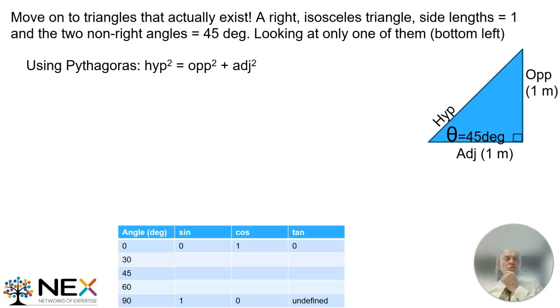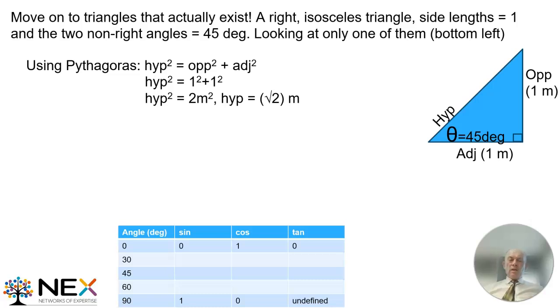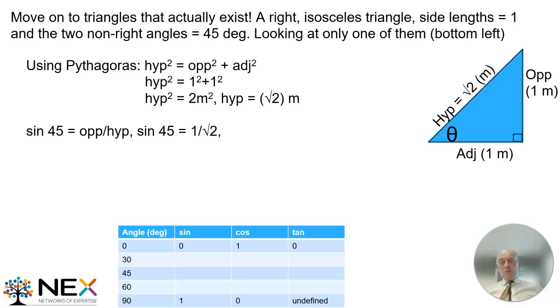Using Pythagoras, we get the hypotenuse squared is opposite squared plus adjacent squared. Hypotenuse squared is 1 squared plus 1 squared. Hypotenuse squared is 2, so the hypotenuse is the square root of 2 in meters, and that's perfect. A rough kind of sort of approximation is 1.414ish, and we'll leave that there, but I'm going to take it away and just leave it as root 2. Now, sine of 45 is opposite over hypotenuse, 1 over root 2, which is perfect.